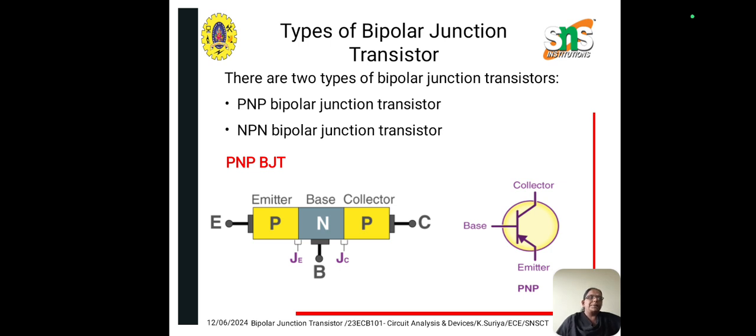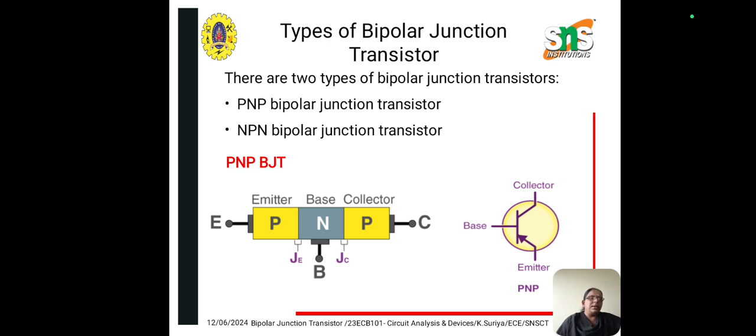So there are two types of bipolar junction transistors, PNP transistors and NPN transistors. First we'll see about the PNP transistor. In the PNP bipolar junction transistor, the N-type semiconductor is sandwiched between the two P-type semiconductors. The two P-type semiconductors act as the emitter and the collector respectively, while the N-type semiconductor acts as the base. This is shown in this figure.